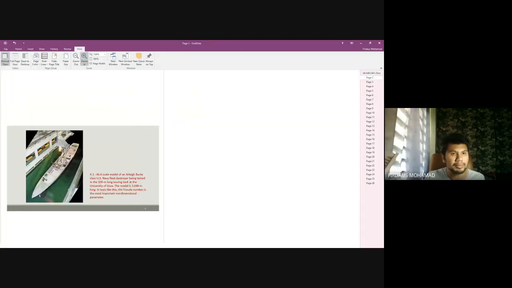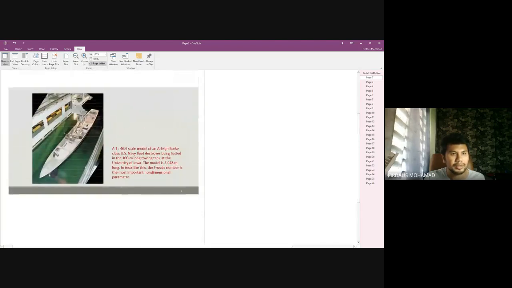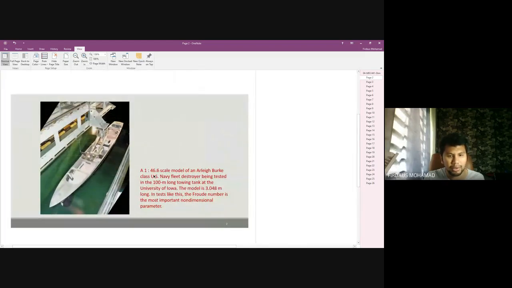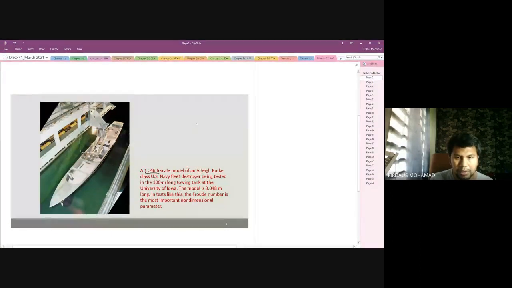So kalau ditengok kat sini, this is scale 1 over 46.6. Ni maksud dia apa ni? 1 over, maknanya dia punya scale is 1/46.6, dia punya scale model. Okay, so L model sama dengan 1/46.6 L actual.